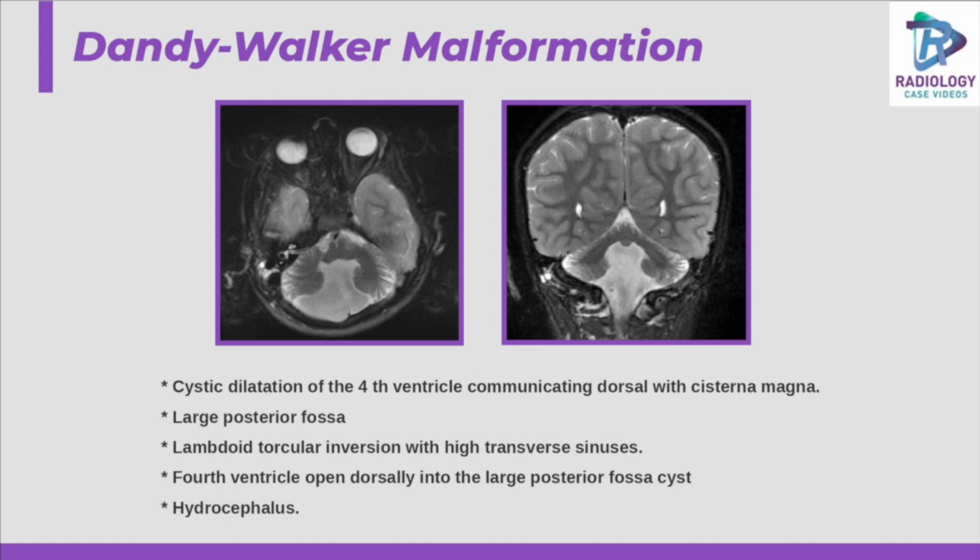The antenatal scan may overdiagnose if it is performed less than 18 weeks, because the vermis has not yet properly formed. The differential diagnosis, that is the mimics of this condition, are megacisterna magna, arachnoid cyst, epidermoid cyst, isolated fourth ventricle. Here is the next case.